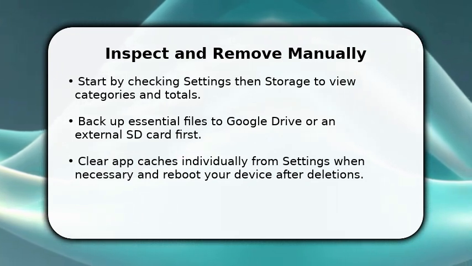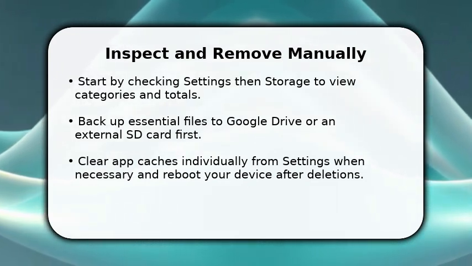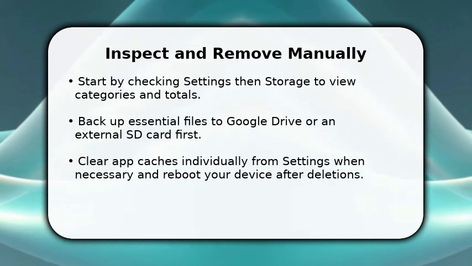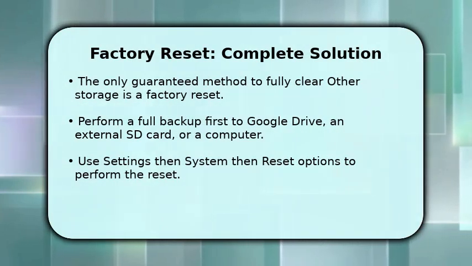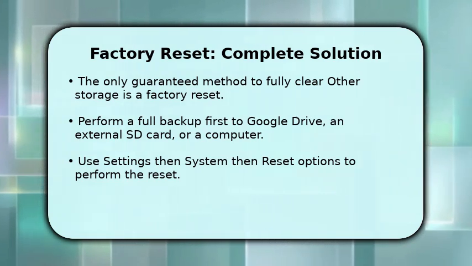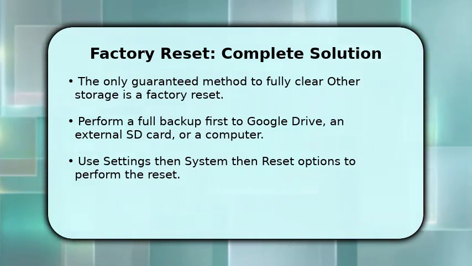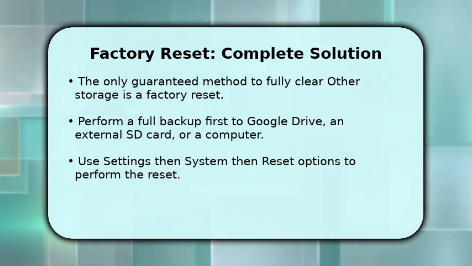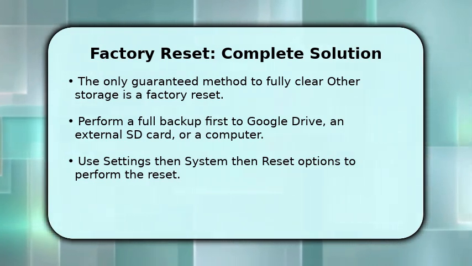After manual cleanup, the only guaranteed method to fully clear other storage is a factory reset. Perform a full backup first to Google Drive, an external SD card, or a computer. Remove an SD card before resetting if you used adoptable storage. Sign out of accounts and encrypt any backups you store externally.